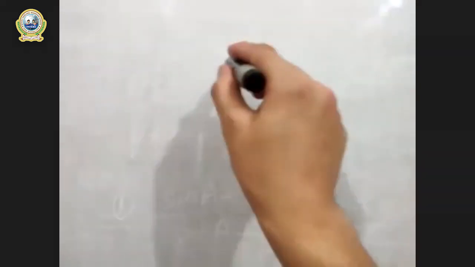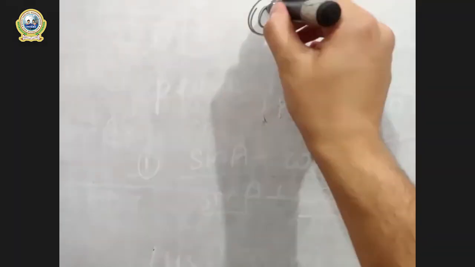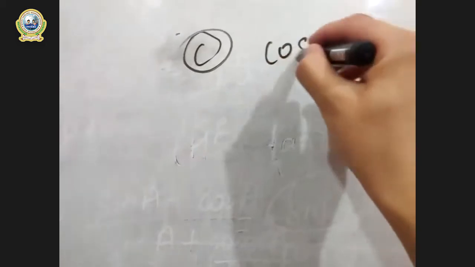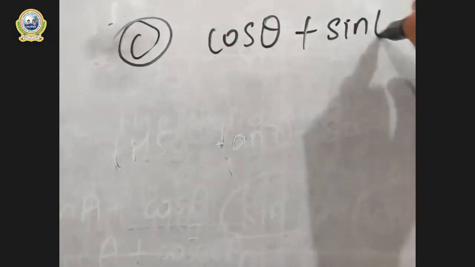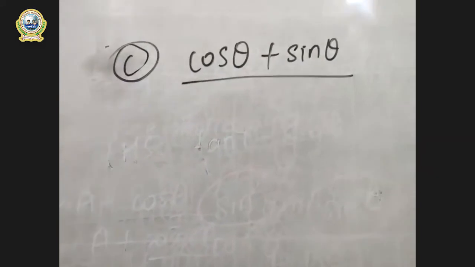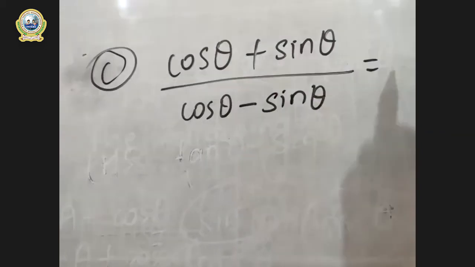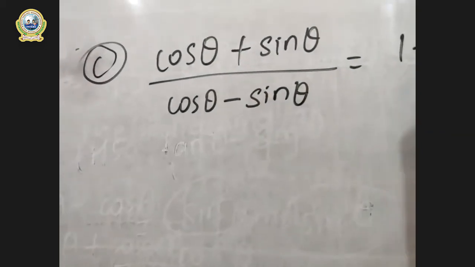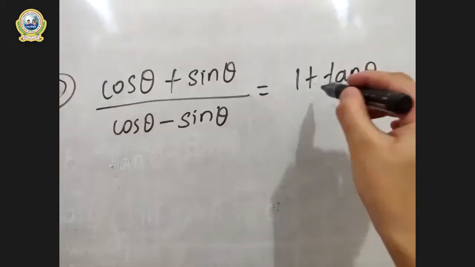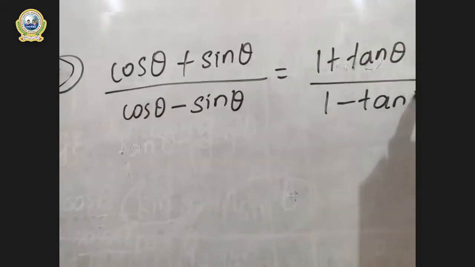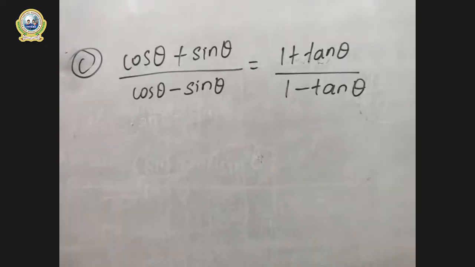The third question says like this. Question number C. It's not writing. Let me change this. Write the question. It says cos theta plus sin theta divided by cos theta minus sin theta. This results in 1 plus tan theta divided by 1 minus tan theta. This is our next question.